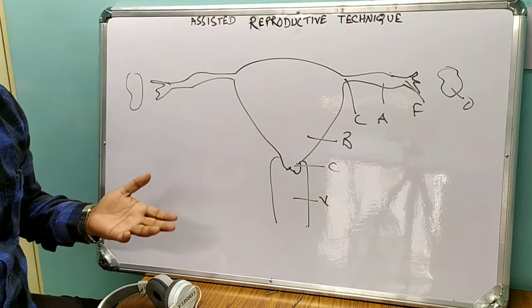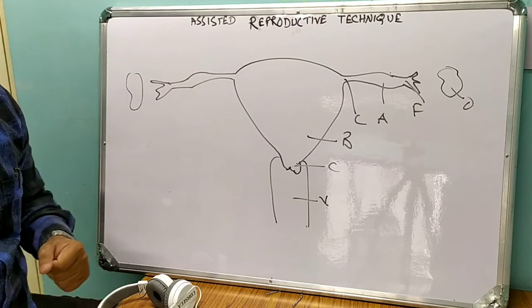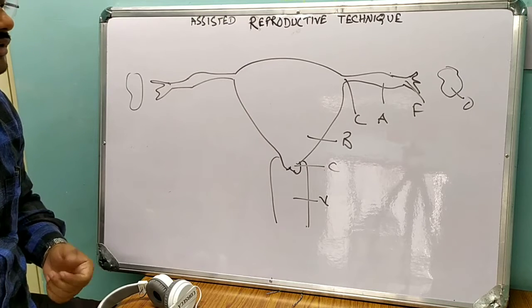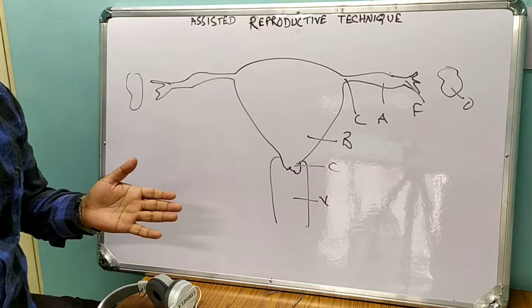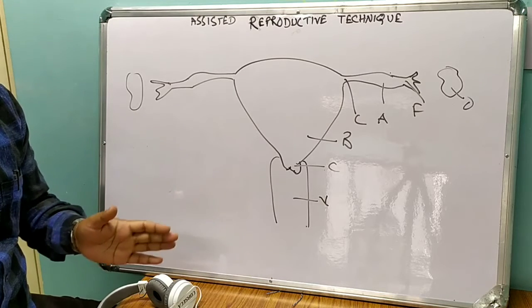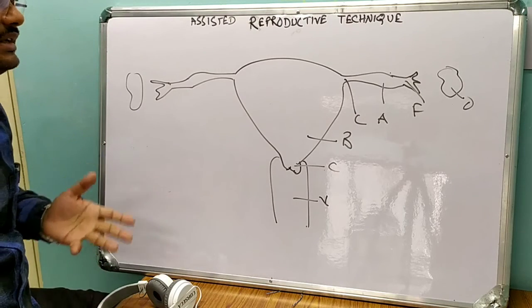Finally that initial trophoblast converts first into an embryo, then finally into a fetus, and after a certain period of time, say about 9 months, there will be parturition or childbirth. So that is the natural technique.